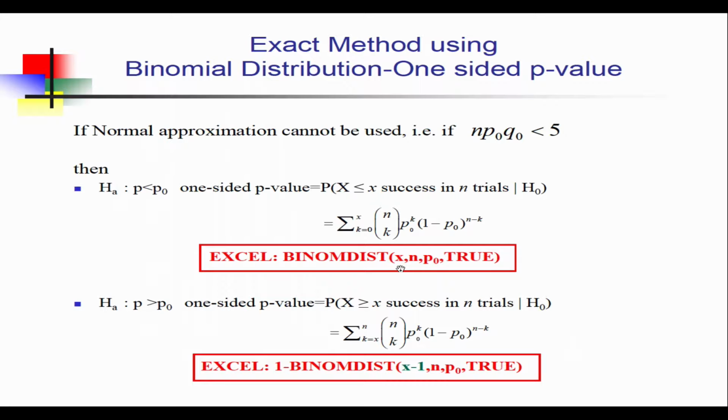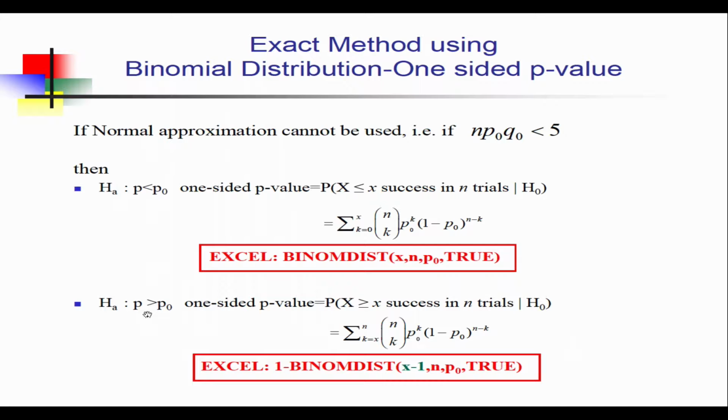The first is your observed number of successes. The second, n, is the total number of trials. The third, p0, is the success probability. And for the last element you put true. If true, you are calculating the cumulative probability. If false, it just gives you the density, the probability that big X equals small x.